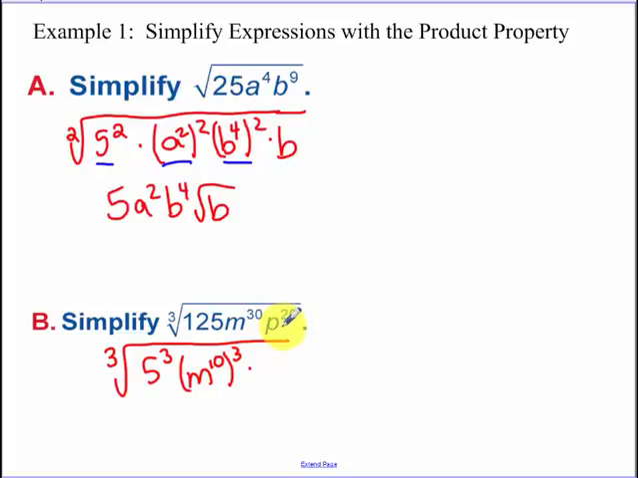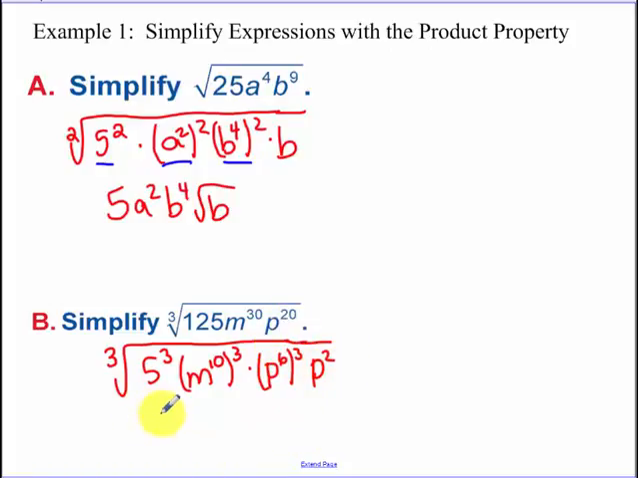Now p to the 20th, okay? Think about it this way. 3 goes into 20 6 times. So what I have there is p to the 18th. What's left over? P squared. Because I would have p to the 18th here with this term, I need to get to p to the 20th, so 18 plus 2 would get me to 20.